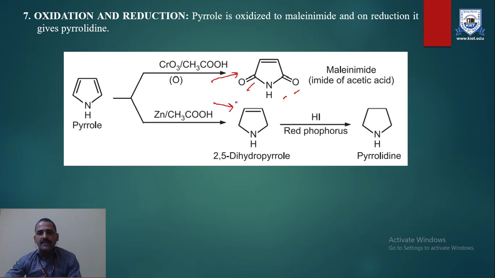So the 2,5-dihydropyrrole will form as an intermediate, and again with the subsequent use of hydrogen iodide and red phosphorus, the pyrrolidine, meaning a saturated molecule of pyrrole, will be formed.